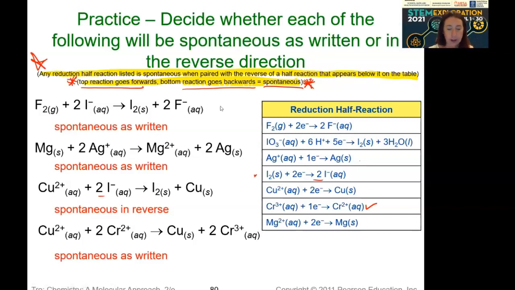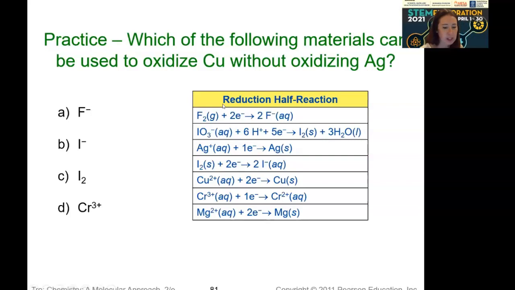All right, let's look at another one. Which of the following materials can be used to oxidize copper without oxidizing silver? Okay, oxidizing means it wants to lose electrons. So we want this to go in the backwards direction. We want to flip this one, but we do not want to flip this one, so we want this one to stay that way. We want to flip it because remember we want to oxidize copper, lose electrons. So we look here.